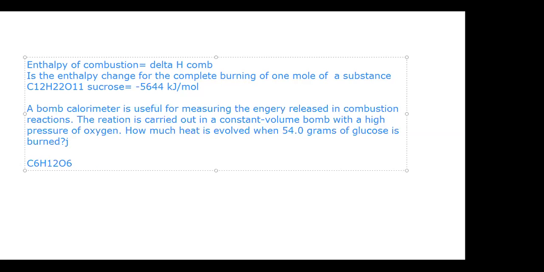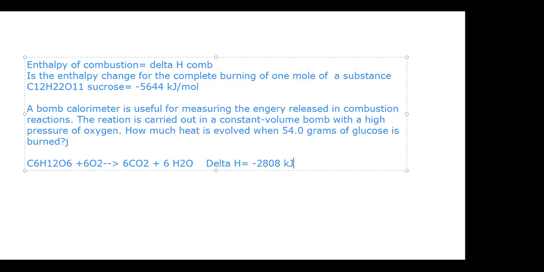So C6H12O6 plus 6O2 is going to yield 6CO2 plus 6H2O, plus the change in enthalpy, delta H is going to equal negative 2,808 kilojoules. Okay, so that's essentially how many kilojoules it takes to burn 1 mole of glucose.